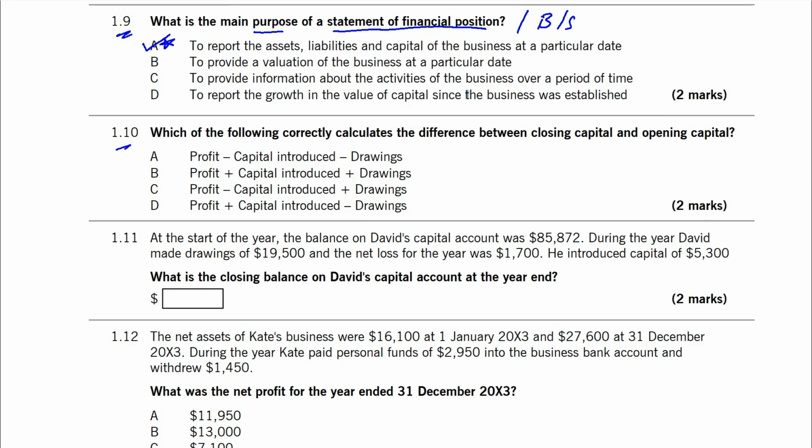You may also read the other options, but these are incorrect. Next we have question number 10. Which of the following correctly calculates the difference between closing capital and opening capital? And I hope you can do this question by yourself, as it is a pretty straightforward question.